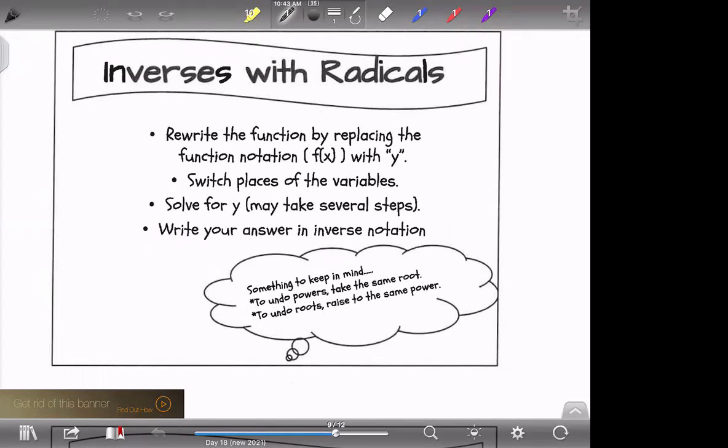Notice down here I've given you something to keep in mind. To undo powers, we're going to take the same root. So if I have a power of 2, I'm going to take the square root. If I have a power of 3, I'm going to take the cube root. If I have a power of 4, I'm going to take the fourth root. I don't think you get anything bigger than that. And then the opposite is true. To undo a square root, we square both sides. To undo a cube root, we cube both sides. To undo a fourth root, we take the fourth power on both sides. And again, I don't think you get really anything larger than a cube, but just in case.